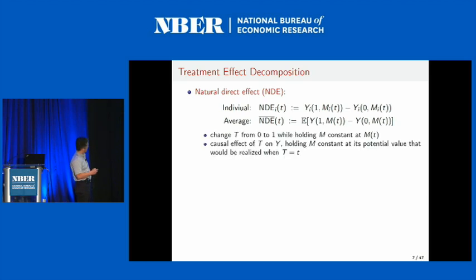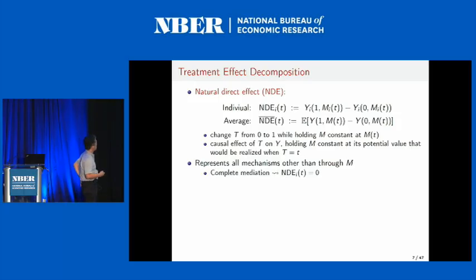Okay? So we talked about this. This is basically changing the treatment from 0 to 1 while holding the mediator constant at m of t. Now, this represents all mechanisms other than M. This is kind of important because for this little horizontal arrow, there could be a lot going on there. The M is the one that you care about, but there are many other possible mechanisms. If you have a complete mediation, then the natural direct effect will be 0. And if there's no mediation, the natural direct effect would be equal to the treatment effect.